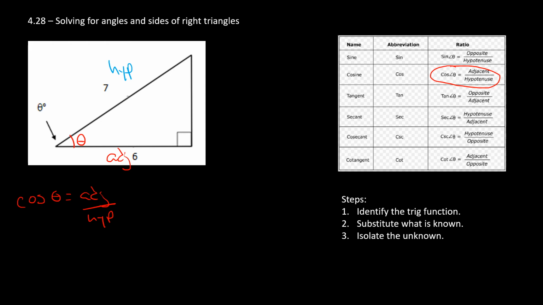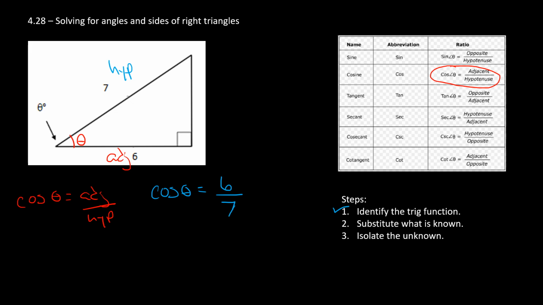So we've already identified our trig function. Let's go ahead and substitute what is known. Cosine theta is what we're solving for, that theta. This is equal to our adjacent value, 6, over our hypotenuse value, which is 7.